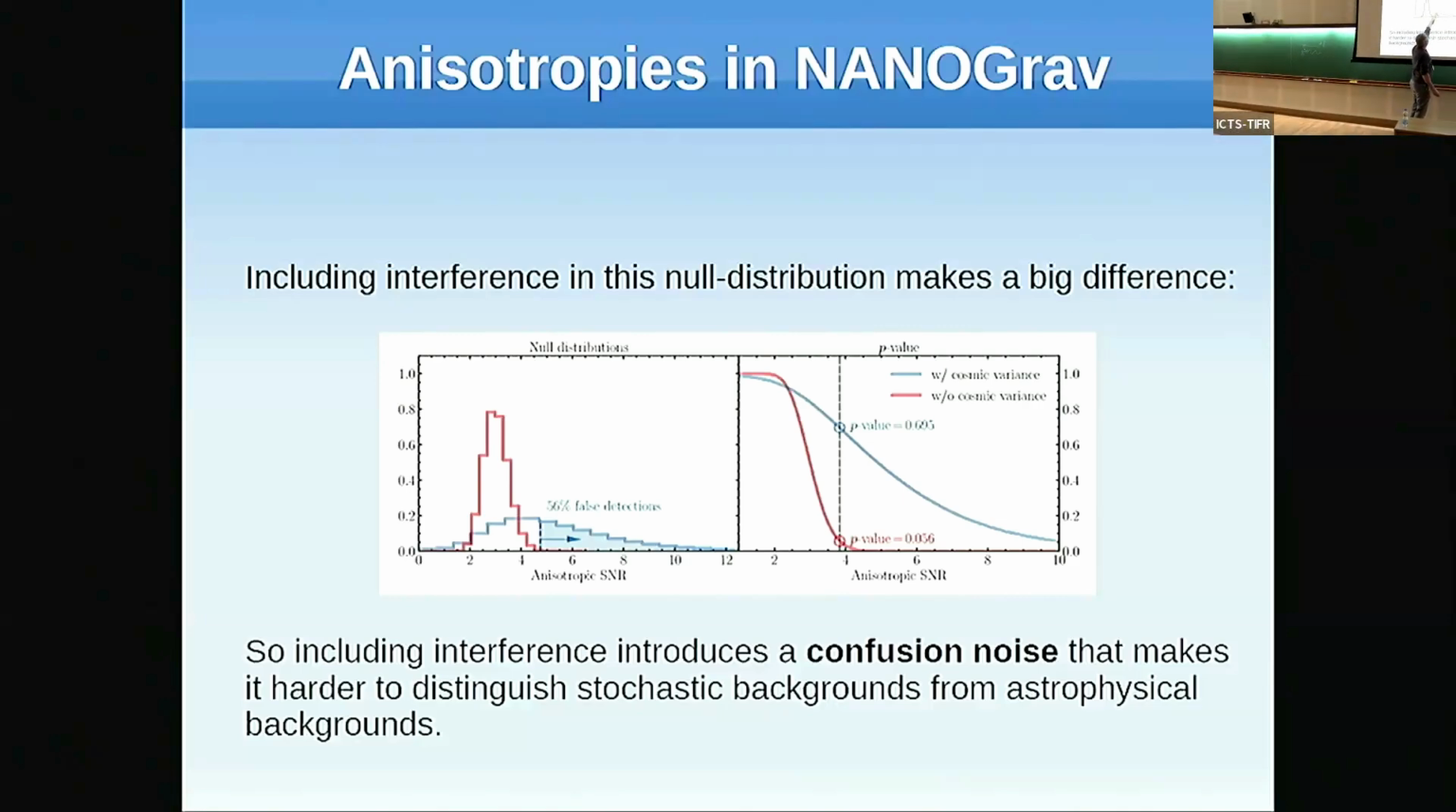But if you look at our distribution, if you measure an SNR of 4, this is still totally in the middle. Right? And physically, the point here is, because if you include the interference, the sky looks already quite patchy. And it's just really, really hard to distinguish this patchy random sky from a sky which has actual anisotropies. Right? This makes it much, much harder.